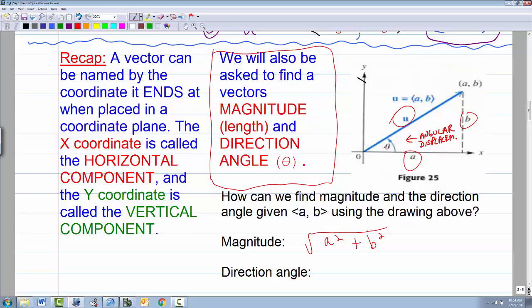Now, say we had to find this direction angle. Student number 21, what side is this? Opposite. What side is that? What deals with opposite and adjacent? Tangent. So to find the direction angle, which is theta, everyone should know that this is inverse tan of B over A. So this is finding these things when A and B are given.